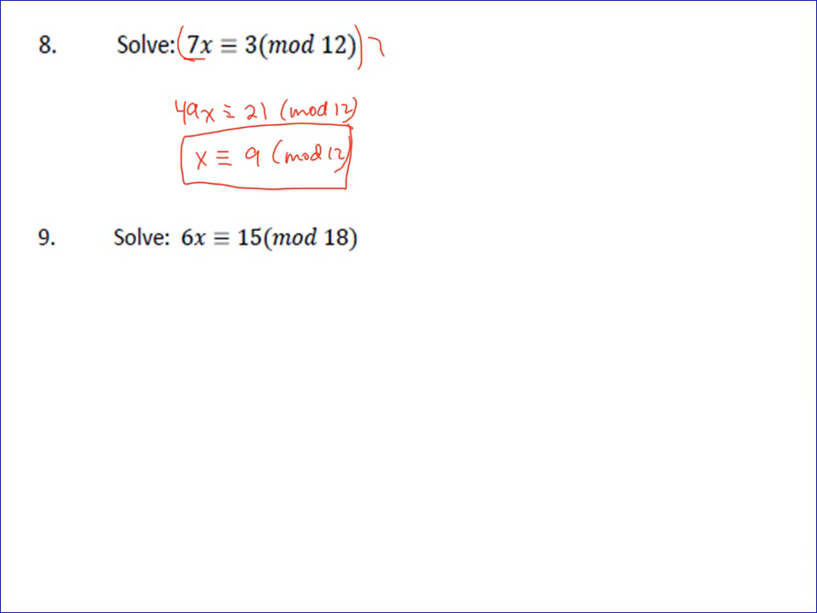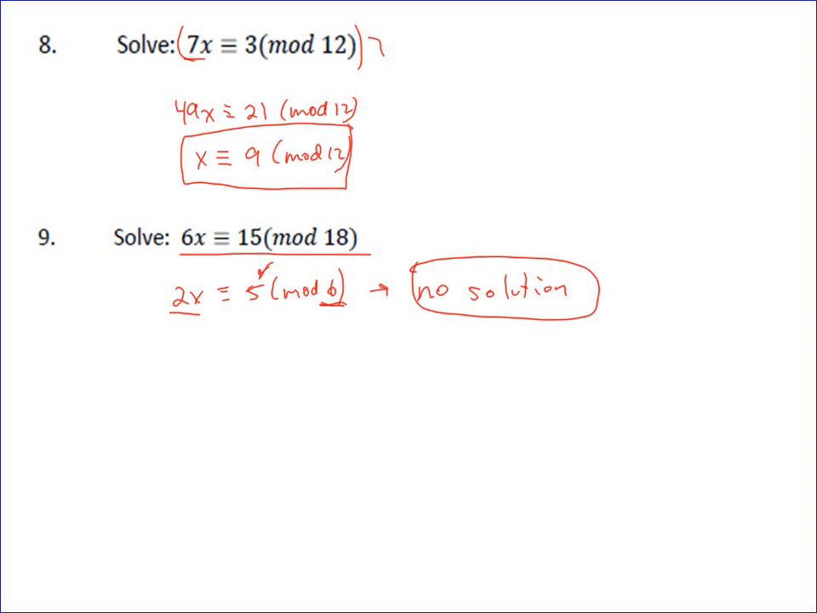On 9, if we want to try to figure it out, hopefully you notice that these all have a 3 in common, so you can divide through by that 3 to get x is equivalent to 5 mod 6. And then we learned a rule that told us if these two right here have a common factor that is not a common factor of 5, then the answer is always going to be no solution. And that's because your 2x is always going to be a multiple of 2, and every time that you add 5 to a multiple of 6, you get an odd number, and so there's never going to be a solution. So this one just is very simply no solution.